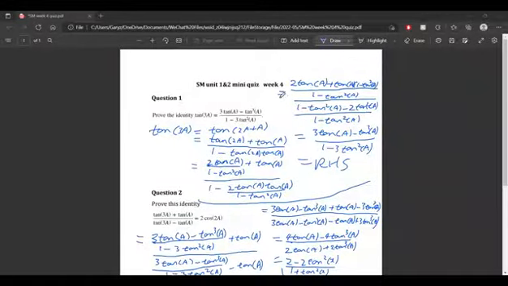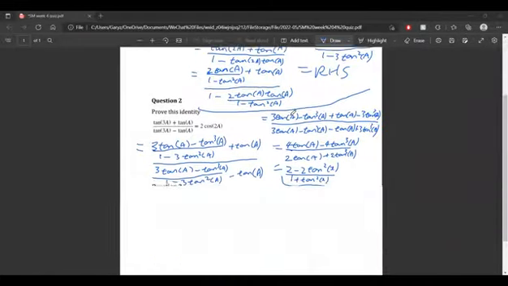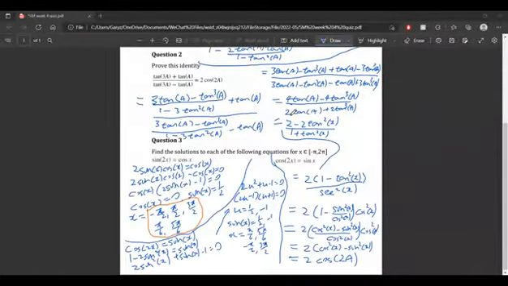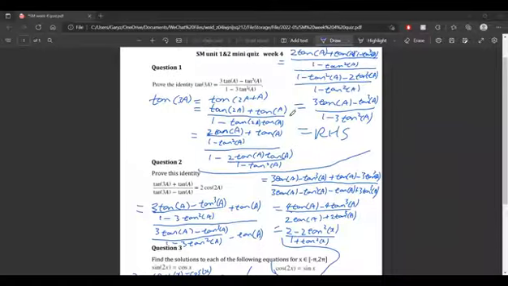Hello everyone, today I'll be going through the Special Math Unit 1-2 mini quiz week 4. And as you can see from all this, clearly this isn't that easy of a worksheet. So yeah, let's start. For question 1, we need to prove that tan of 3a is equal to this.